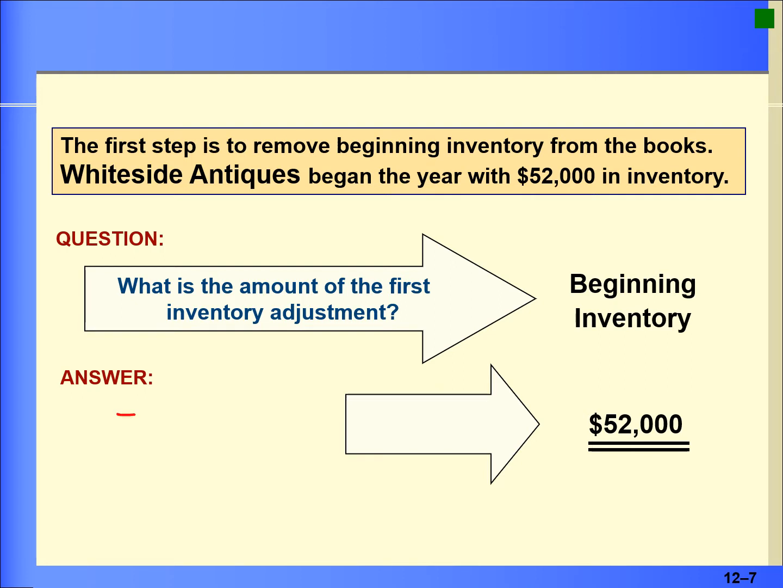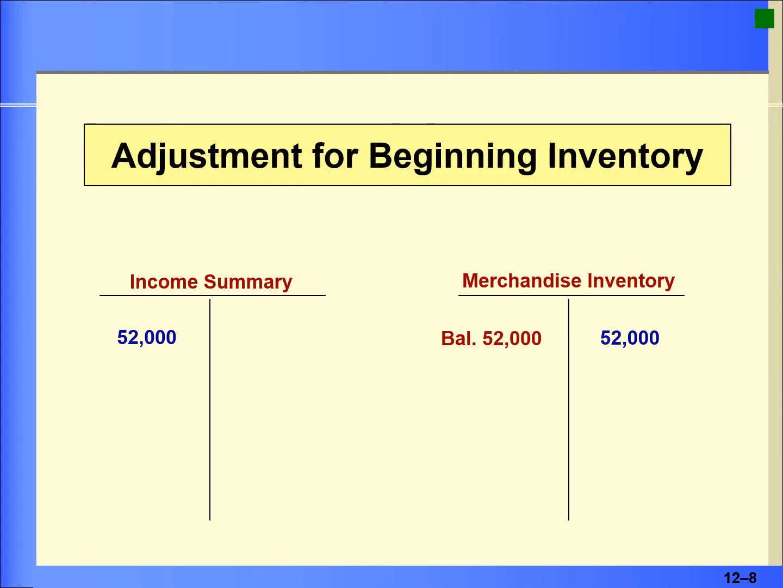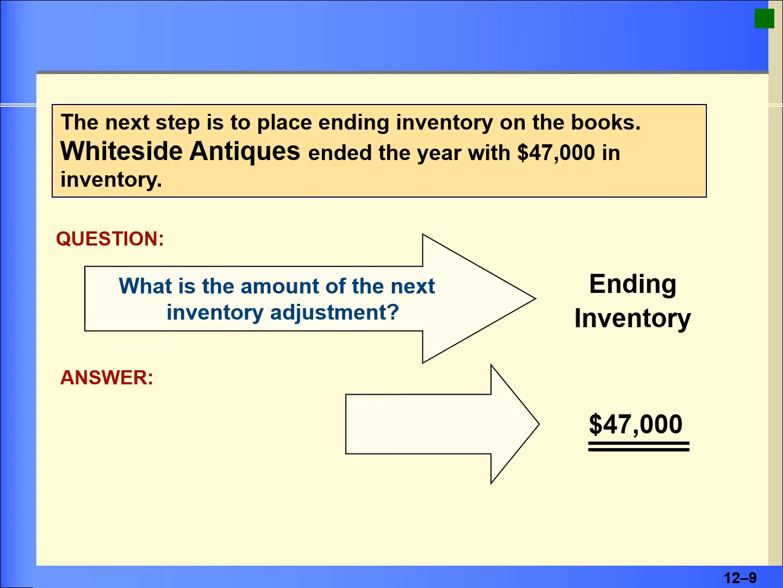If you look at a T account of your inventory, and you have a debit balance of $52,000, to move that out you're going to have to credit that account for $52,000. So you'll notice in this slide, they are indeed crediting Inventory to move out that beginning balance, and they put it over into Income Summary temporarily, so you have an offset for your debits and your credits. Then of course, once you've got the beginning inventory moved out, you put the ending inventory in next.